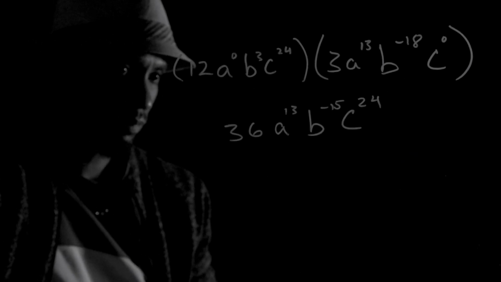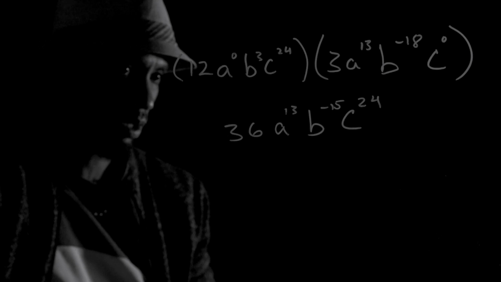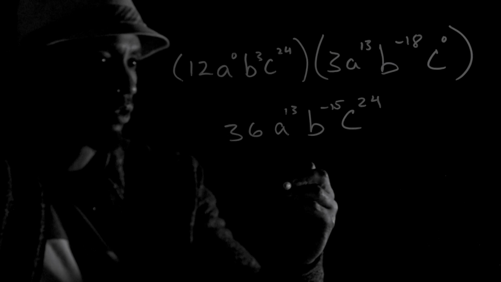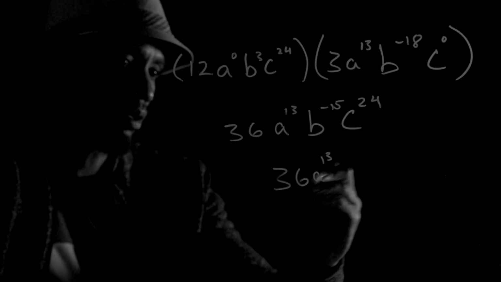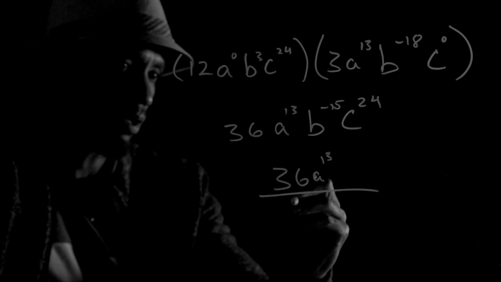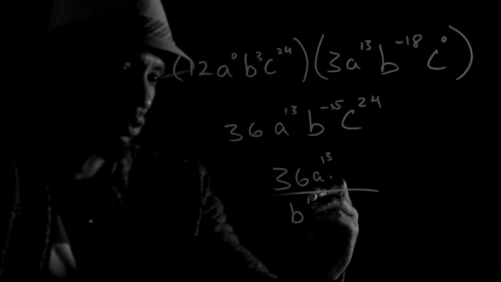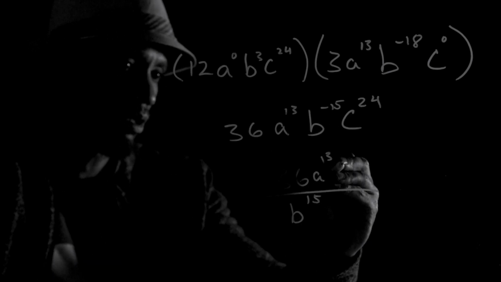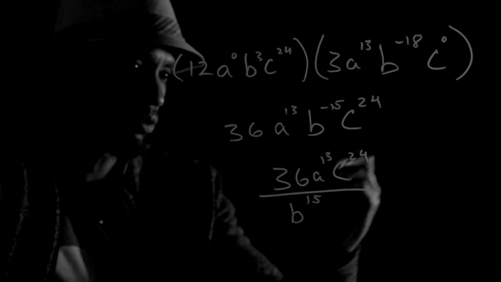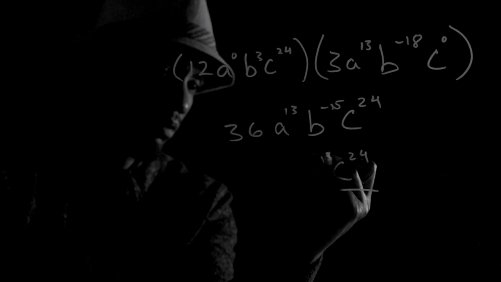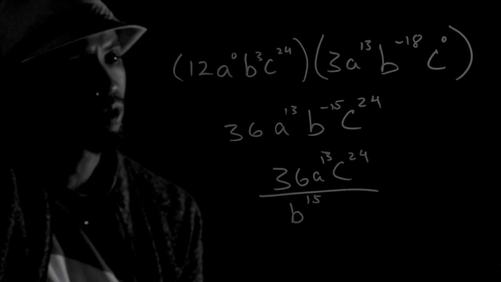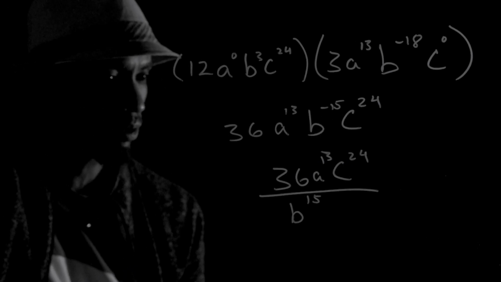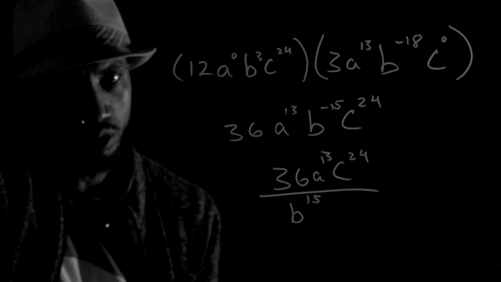Well, that's nice, but can't have that negative exponent there, so we're going to put that on the bottom. So let's write 36a to the 13th. This goes down to make it positive, so that'd be b to the 15th, and that's fine, c to the 24th. Okay, 36a to the 13th power, c to the 24th power, over b to the 15th power.